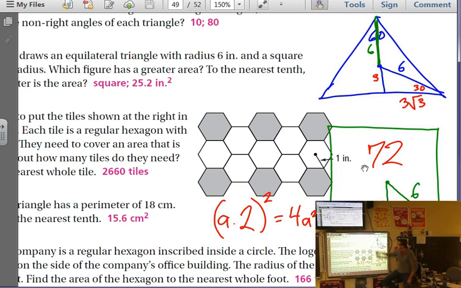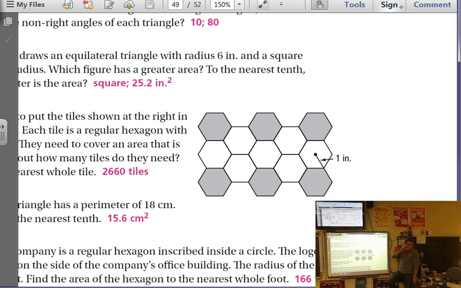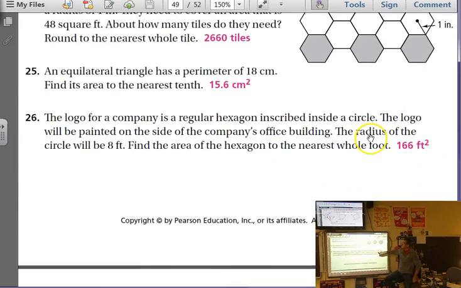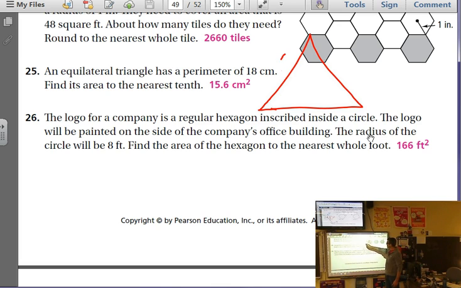But very cool stuff. Other questions, 7-5. Rhea, can you do 25 and 26? I would love to. An equilateral triangle has a perimeter of 18. Find its area to the nearest 10th. Equilateral, try to draw this, means that each edge is 6.